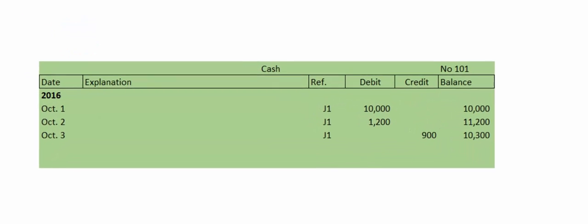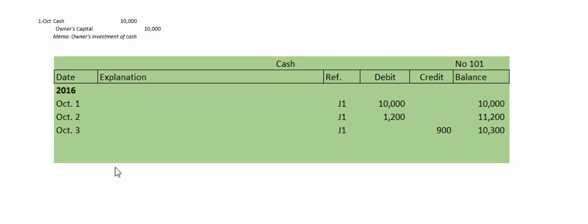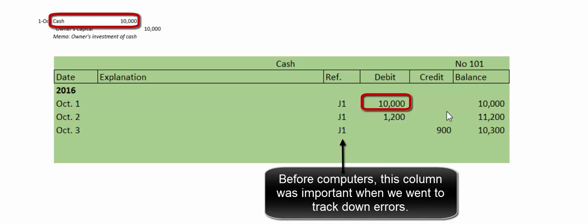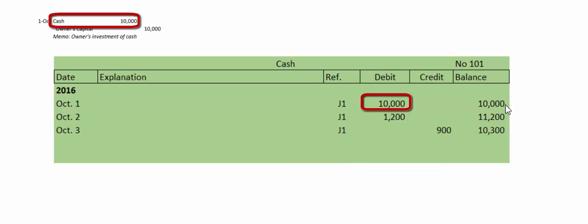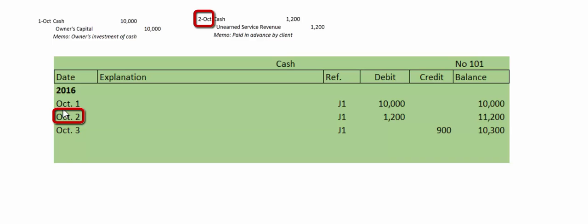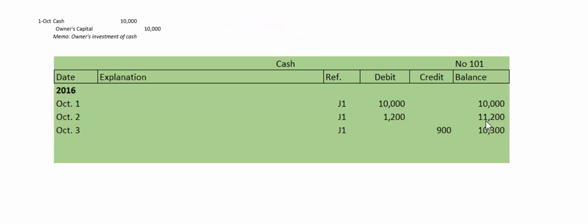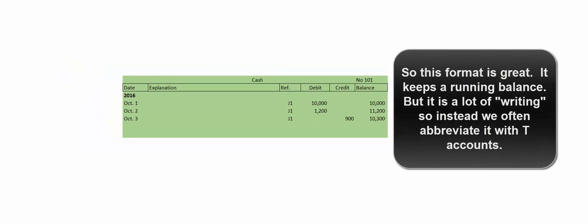When our computer software posts it, it probably looks like a traditional general ledger account here. October 1st, a reference means that it came from journal page 1, general journal page 1. There was a debit to cash, so now the balance in the cash account is $10,000. That second journal entry was on October 2nd. We received $1,200 on unearned revenue, so we make a notation that it came from page 1 of the general journal, another debit to cash for $1,200, and then we keep a running balance out here.